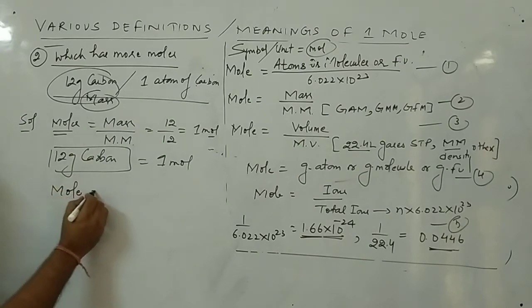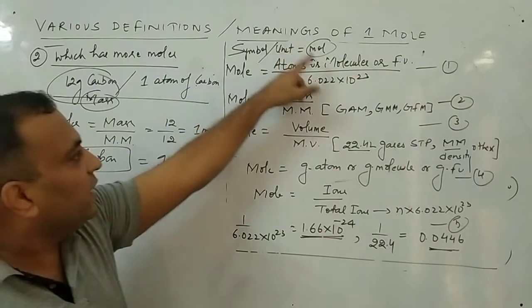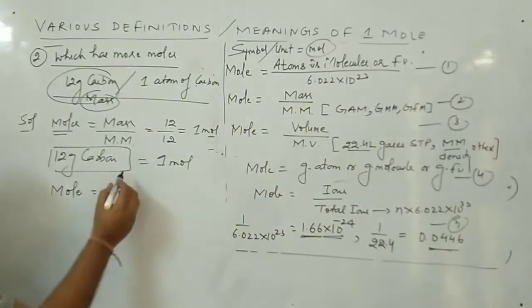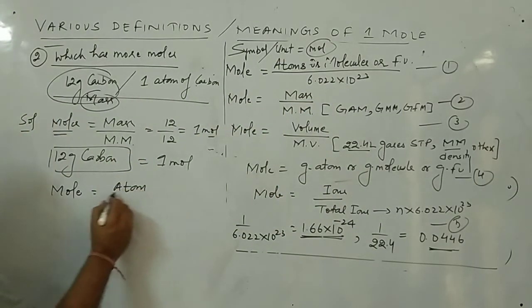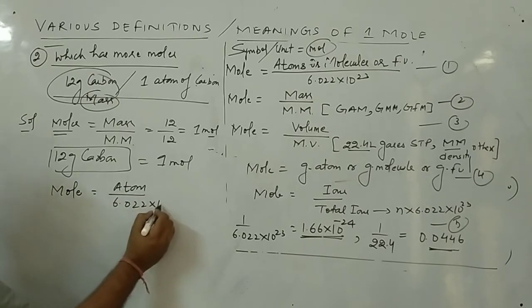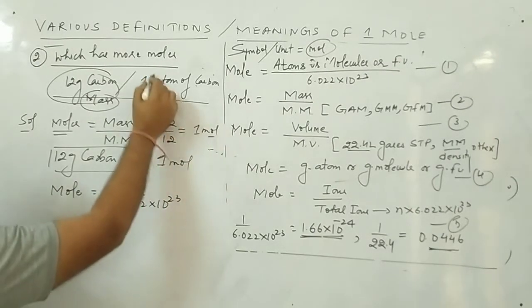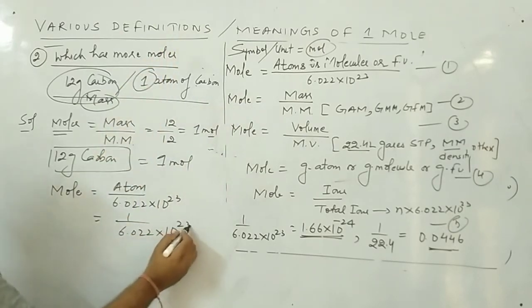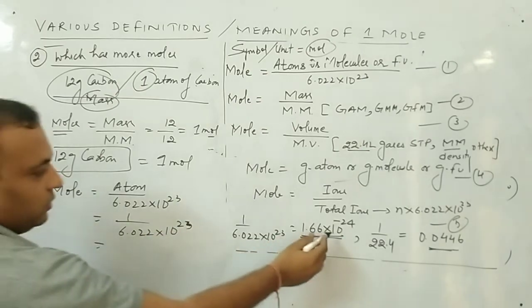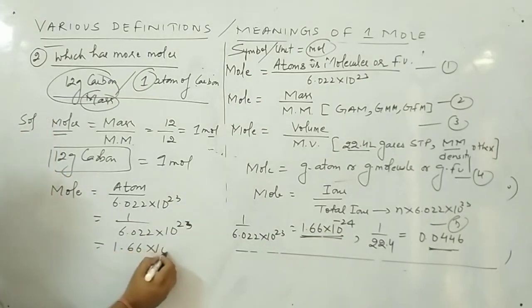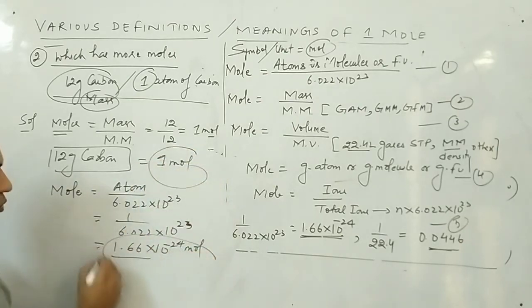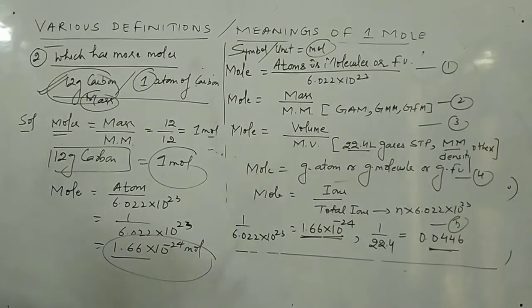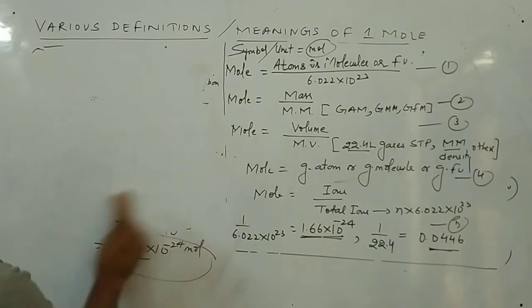Now we have to calculate the mole in 1 atom of carbon. Mole is equal to, if atoms are given, then atom upon Avogadro number, 6.022 into 10 raised to the power 23. How many atoms are given? Only 1 atom is given. So 1 upon 6.022 into 10 power 23. This figure we have learnt: 1.66 into 10 power minus 24 mole. Now see which is more, 1 mole or this mole. 12 gram carbon has more moles.